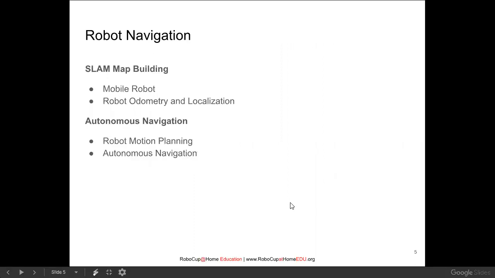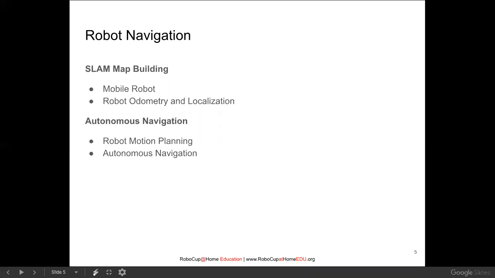Right. Then I divided the content for today's class into a few subsections. First, SLAM map building. Before I can show you how the robot is able to build the map, or SLAM, simultaneous localization and mapping, I need to clarify a few concepts. So I will start by introducing the mobile robot model. Then from there, I will introduce how odometry and localization for a mobile robot work. With that, we are only then able to understand how SLAM works, and I will show you a practical solution to actually build the map, right?